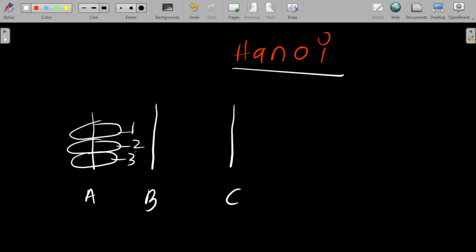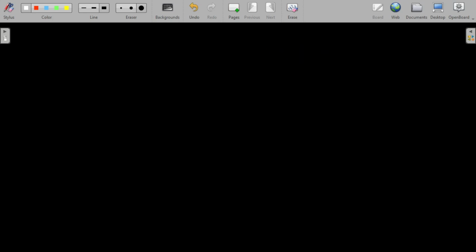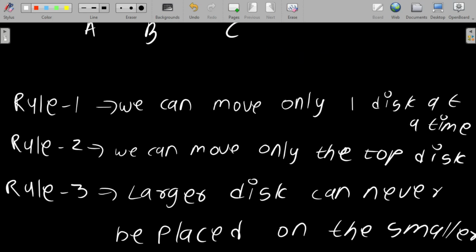So our goal is simple. We must move all the discs from rod A to rod C. It's actually easy, but here comes the twist. We need to follow three main rules. Let me write them. So these are the three rules.